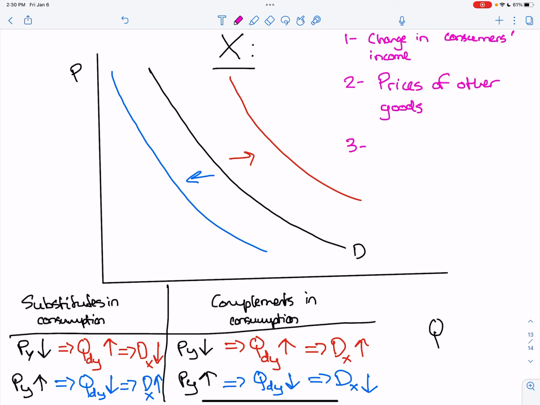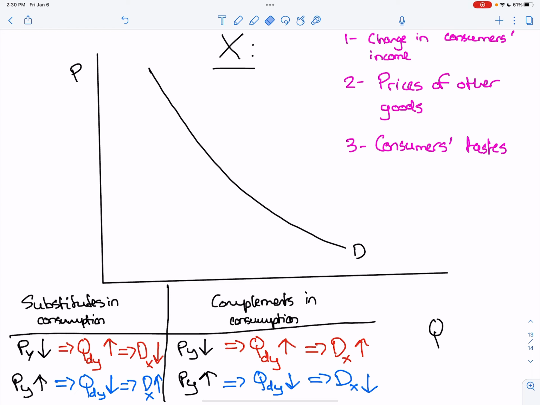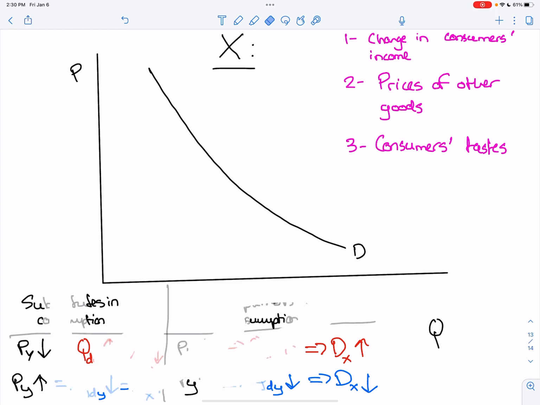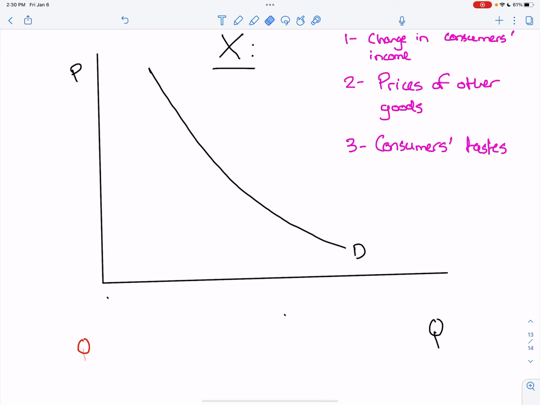Consumers' tastes. Okay, this one is pretty simple, right? If consumers suddenly like good X more than they did before, then they will want more of good X at every price. So if consumers' tastes for whatever reason change, causing them to like the good more, that will cause a rightward shift in the demand curve. If consumers' tastes change such that they like the good less than they did before, then this will cause a leftward shift in the demand curve. That's pretty straightforward.